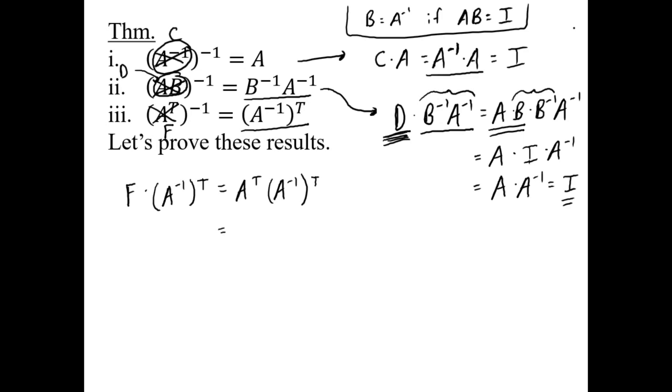And now I need a property from transpose. We get a property from transpose that said that AB transpose was equal to AB, oops, that should be an equal sign.